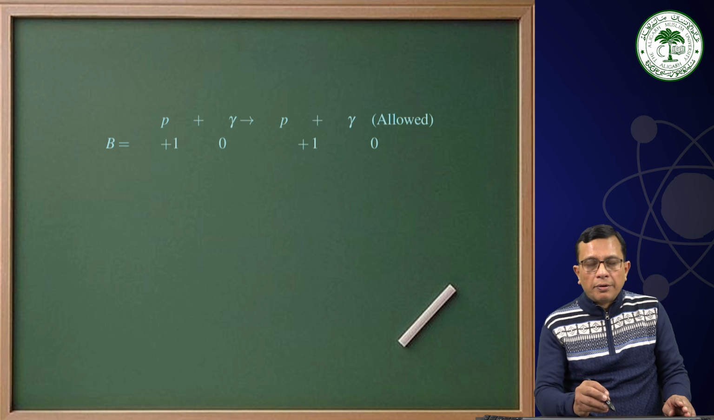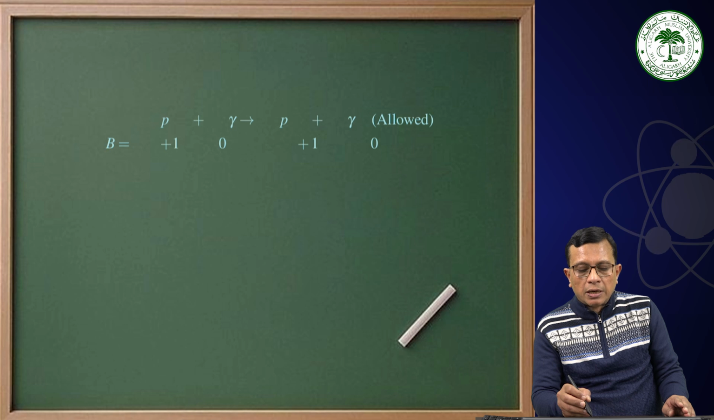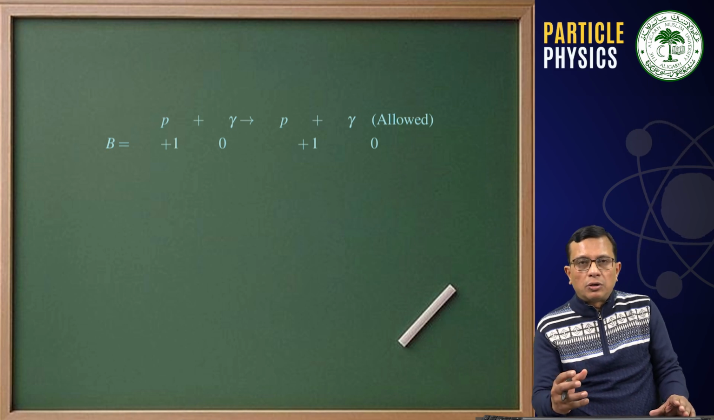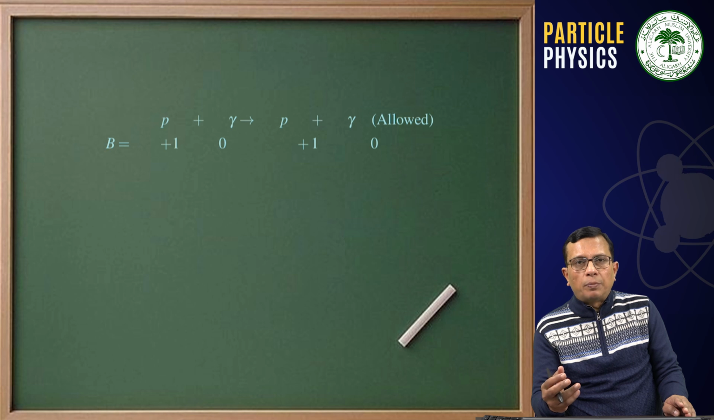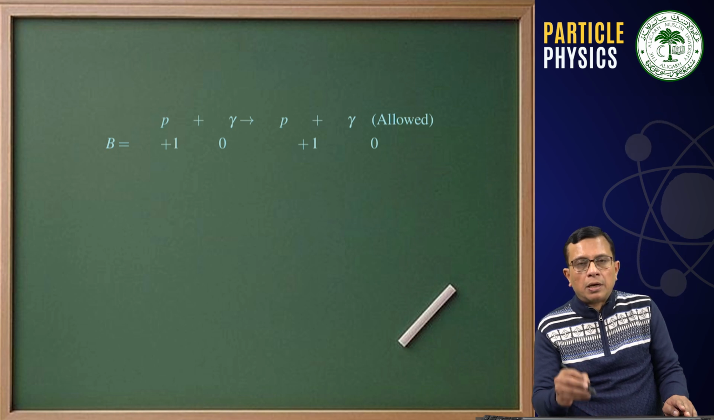Then similarly, we have a photon and a proton in the initial state, and in the final state we have a photon and a proton. As you can see, photons are the quanta of electromagnetic interactions. They are bosons. Therefore, their baryon number is 0, while protons have baryon number +1.